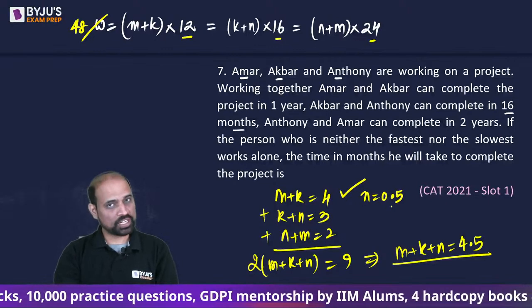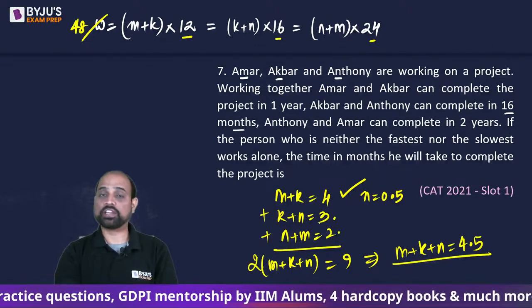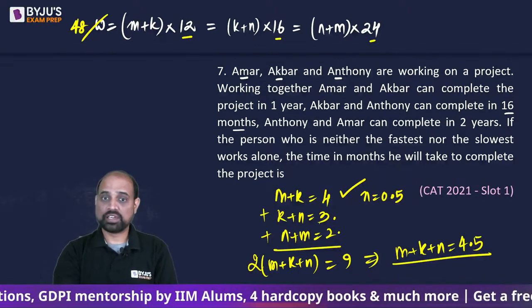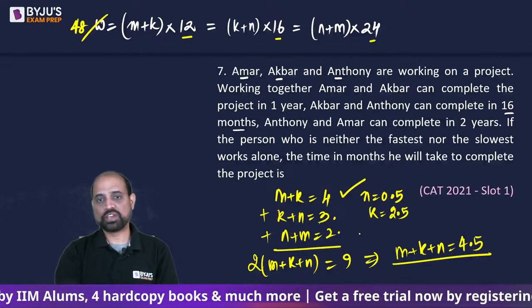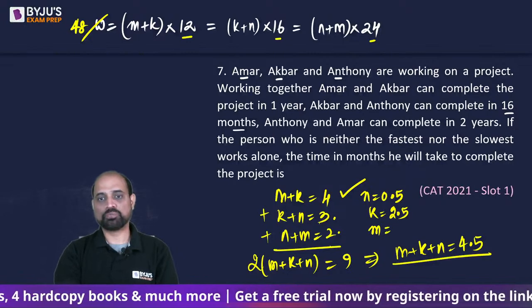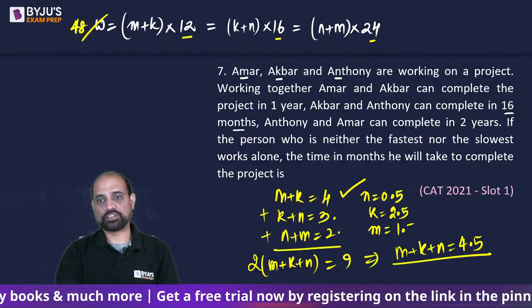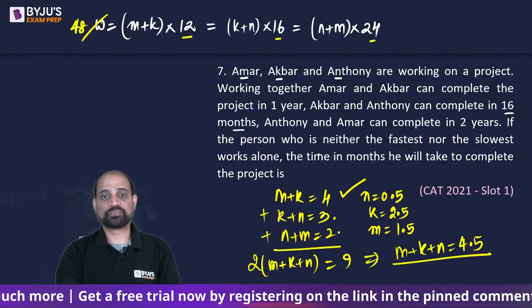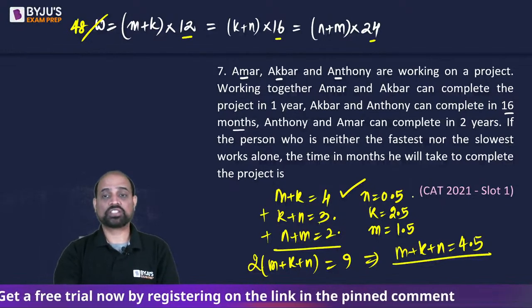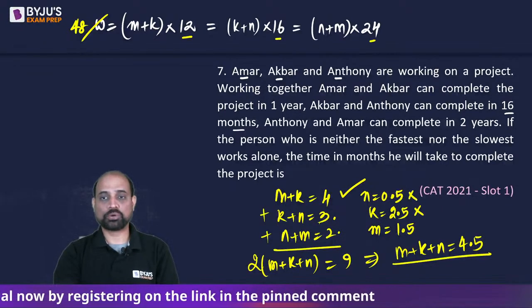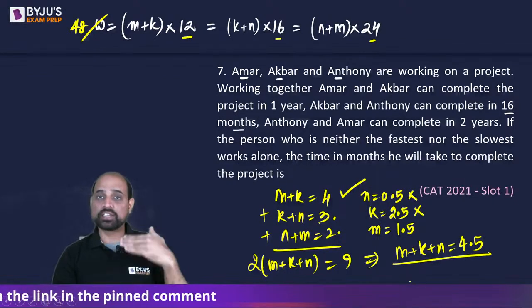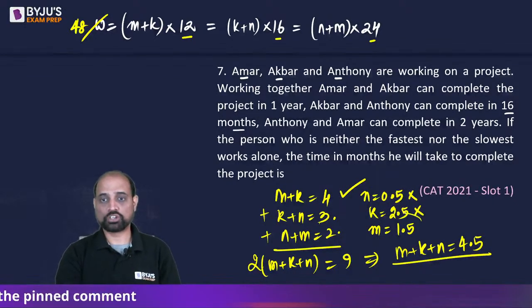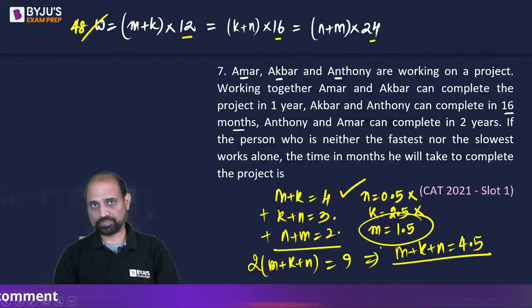And the moment you get the value of N, you can figure out the value of the other 2 variables as well. If N is 0.5, K turns out to be 2.5, and M turns out to be 1.5. Question is, the person who is neither the fastest nor the slowest. So we are not talking about these 2, the people who have the highest and the lowest efficiencies. We're talking about the guy in the middle.